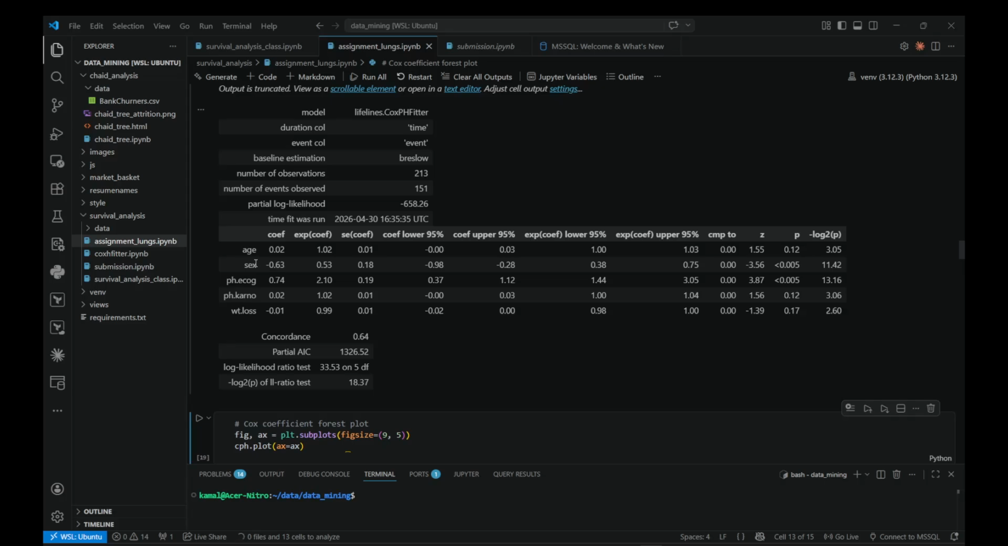The first one is sex. Here female patients had a coefficient of negative 0.63 and a hazard ratio of 0.53, and this means that female patients had approximately 47% lower risk of death compared to their male counterparts, and after controlling for other variables this is a meaningful difference.